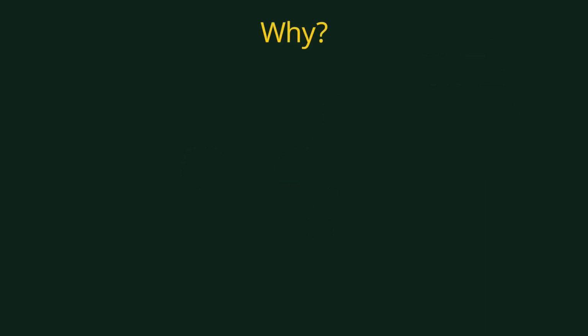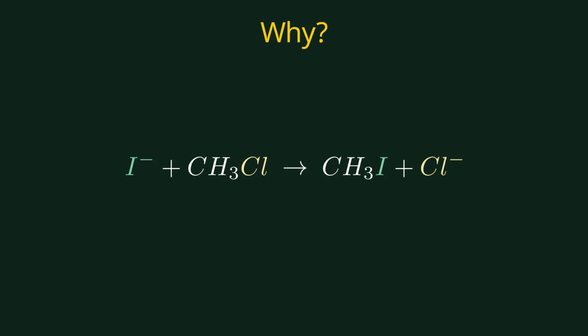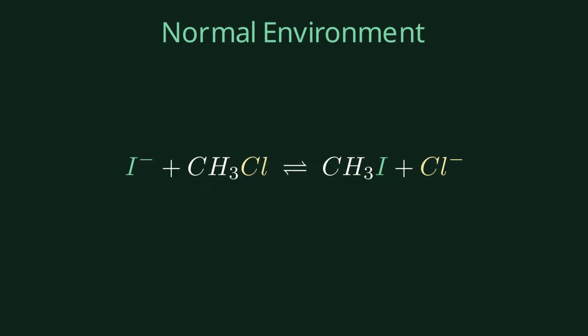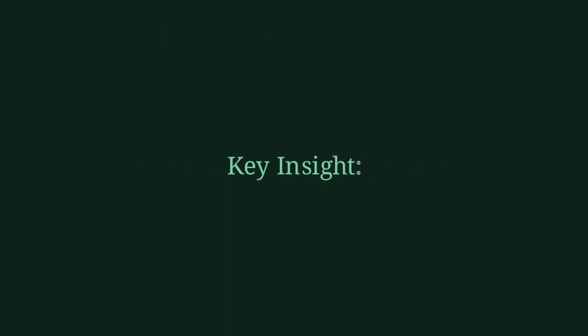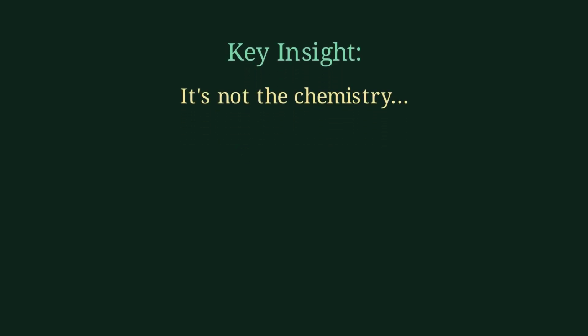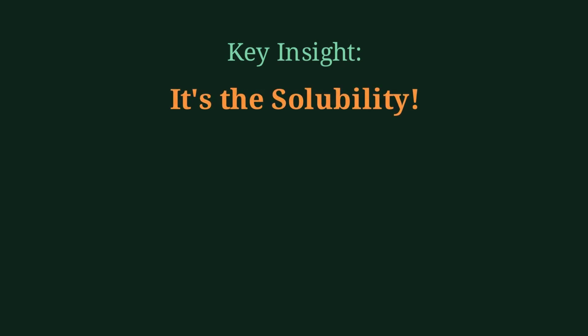But this still doesn't explain the why. If the reaction can go forward, why doesn't the displaced chloride ion just turn around and attack the iodine to flip it back? In a normal environment, it would. The reaction would just reach an equilibrium and sit there. And here's the key insight. The magic trick of the Finkelstein reaction isn't actually the chemistry, it's the solubility.